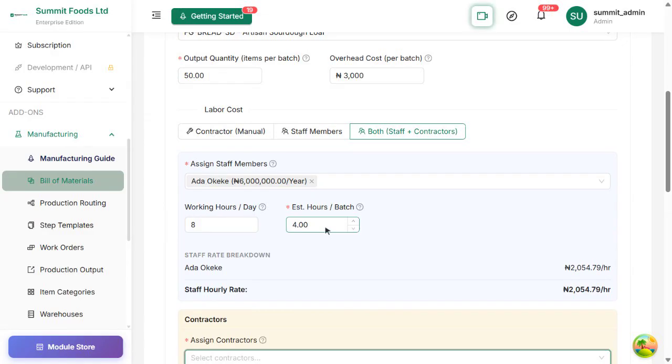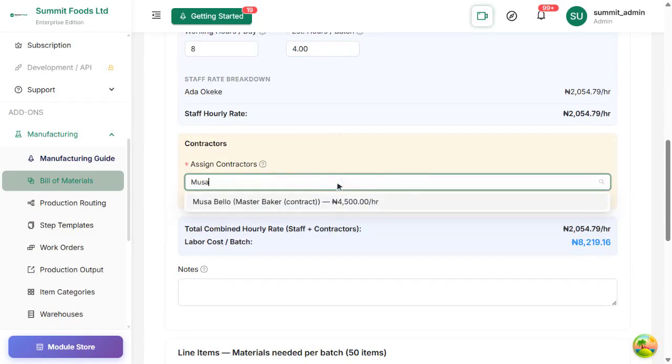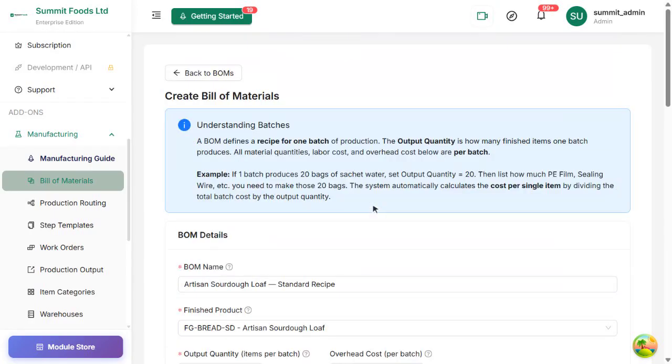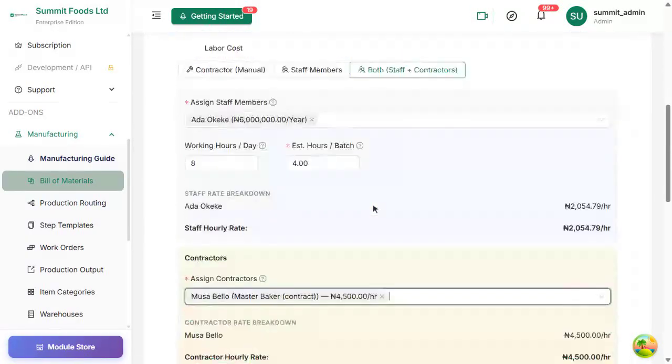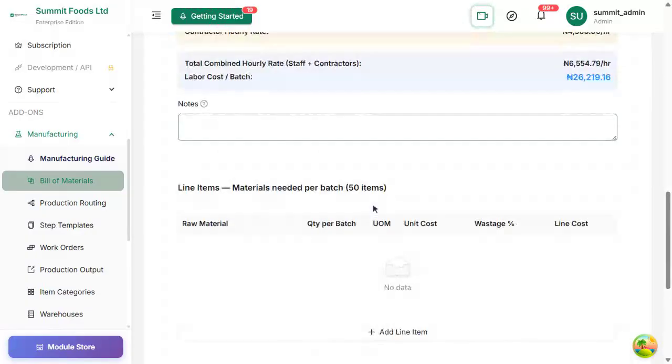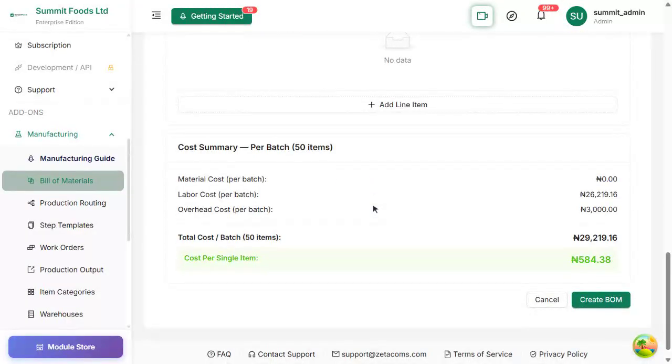Then we add our contract master baker, Musa. His 4,500 naira hourly rate, the one we set on his contractor record, is pulled in automatically. ZetaFisc adds the two together into a combined hourly rate, multiplies by the 4 hours, and shows the labor cost for the batch. No guessing, no flat number typed in.